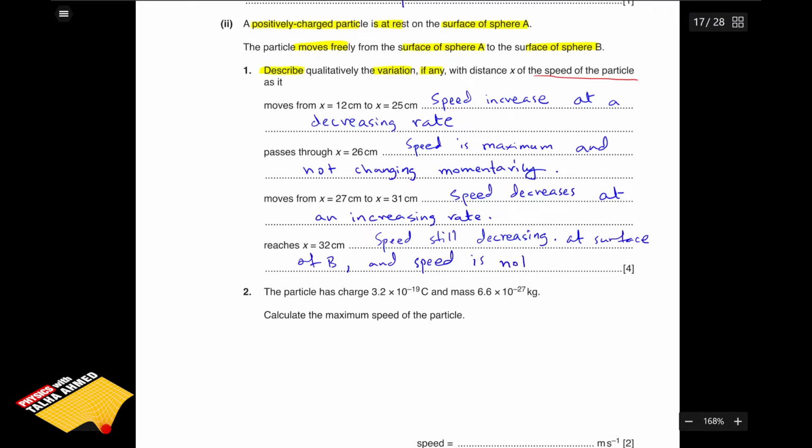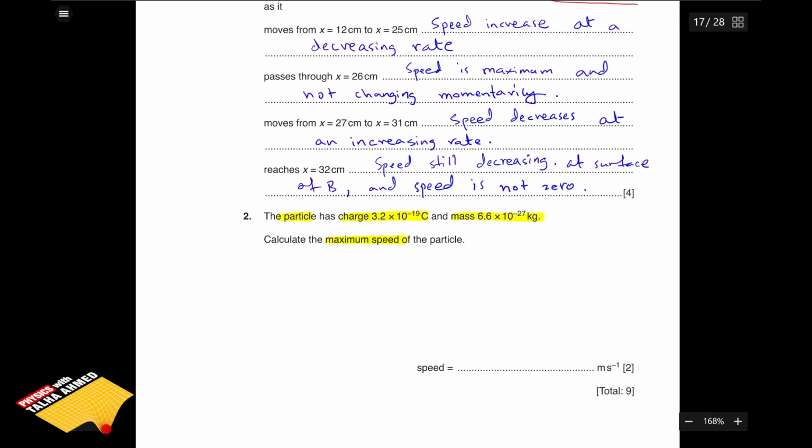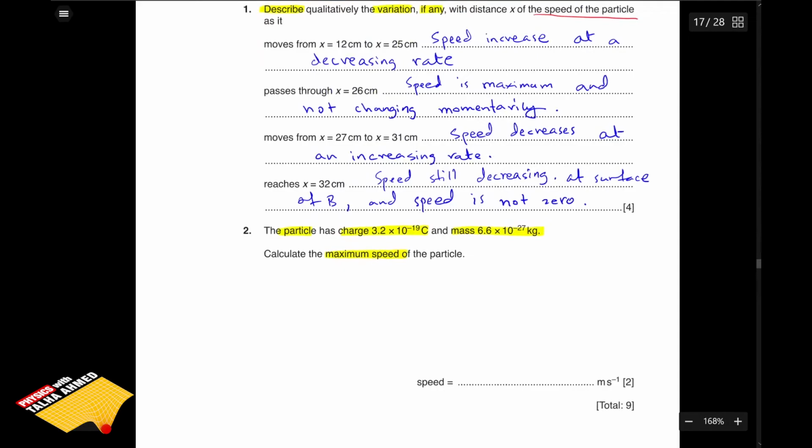Now, the next part is saying that the particle that was moving between A and B has a charge of 3.2 times 10 to the power minus 19 coulombs. And the mass of the particle is also given. They want us to calculate the maximum speed of the particle. Now, this is very important, the maximum speed of the particle.